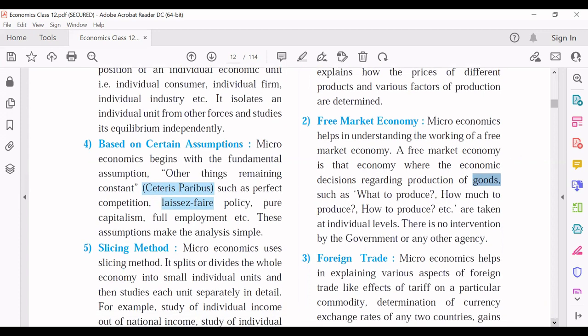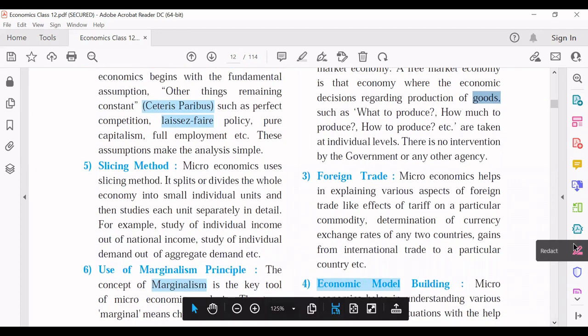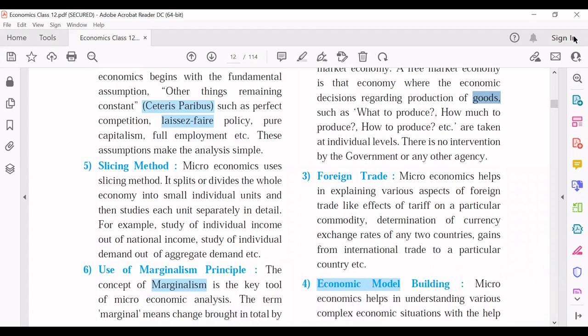Now, foreign trade. What is foreign trade? Microeconomics helps in explaining various aspects of foreign trade, like the effects of a tariff on a particular commodity, determination of currency exchange rates of countries, or gains from international trade. So these can be explained well by economic analysis. This is another important point on why microeconomics is important.